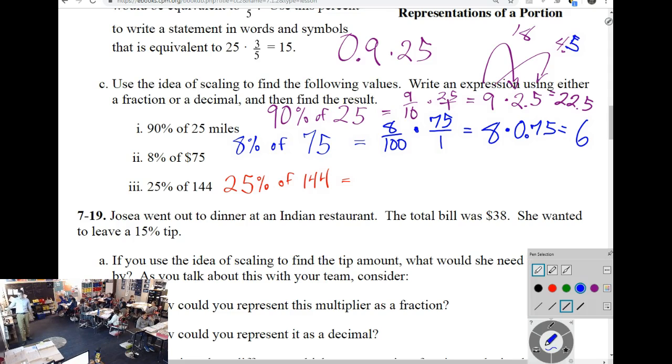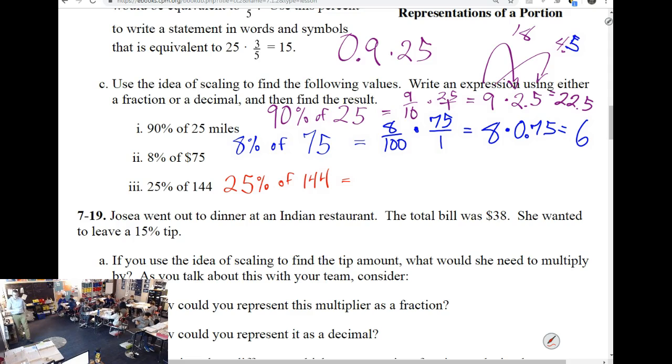And then 25% of 144. How can 25% be made easier? Somebody else I haven't talked with yet, Olivia? A fourth. A fourth, of course. And then I'm going to break this. What's 100 divided by 4? 25. What's 44 divided by 4? 11. Put those together. 36.